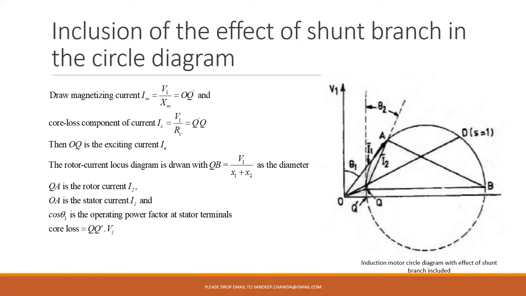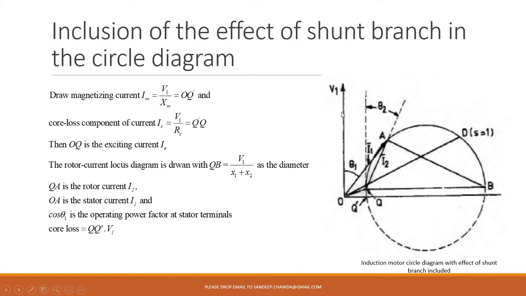In the previous case, whatever we observed was for the outer circuit. We just applied it to the outer circuit. It means the shunt element, that is the magnetizing reactance, and the core loss component were not included in the previous case. Now we are going to include that. So how can it be included?